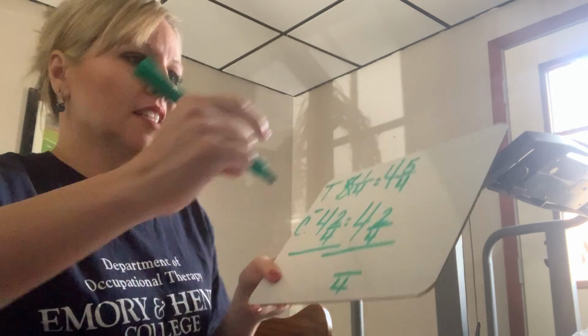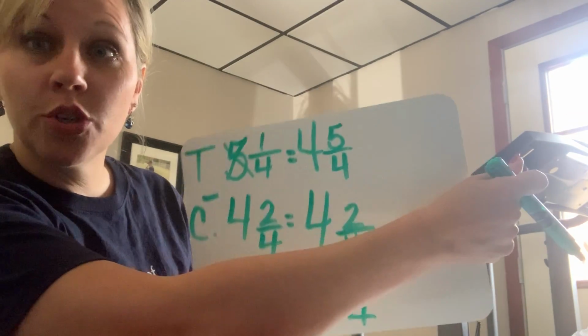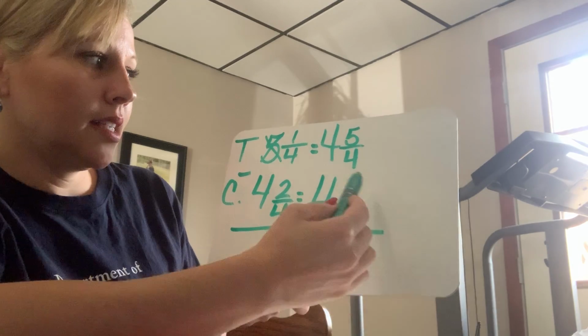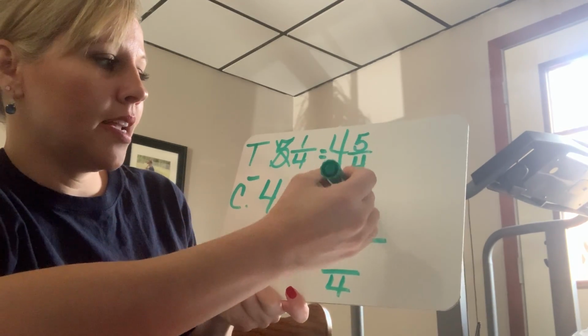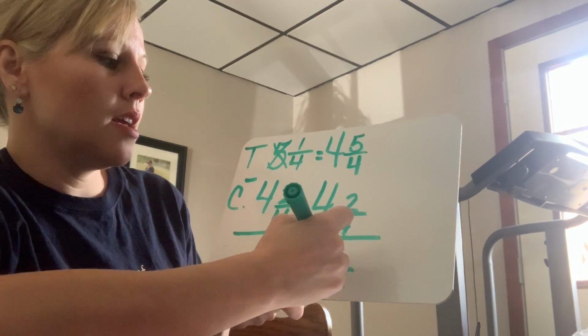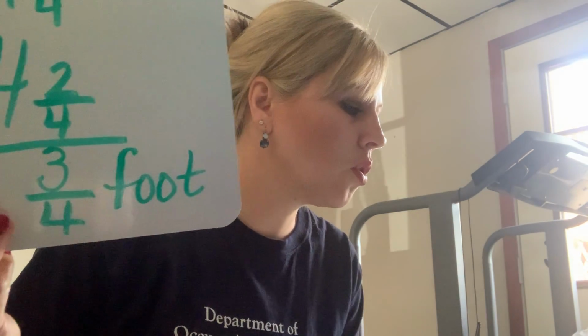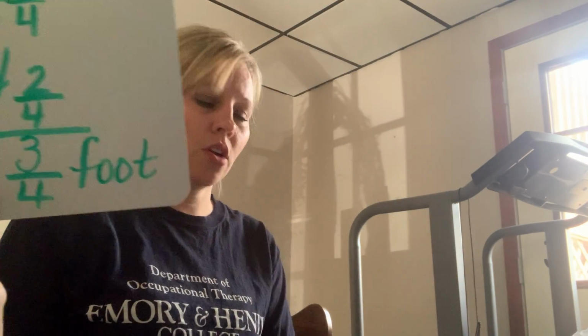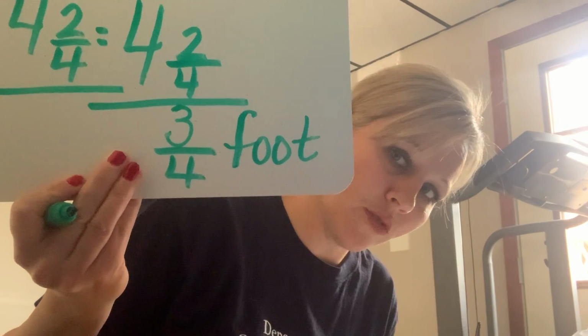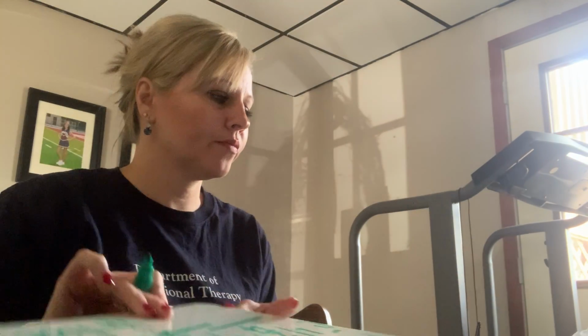All right, you ready? Now I'm ready to subtract. My 4 stays the same. And 5 minus 4 is 3. And 4 minus 4 is 0. So the trumpet is 3/4 foot longer, 3/4 of a foot longer than the cornet. Okay, 3/4 feet longer. That wasn't hard, was it?